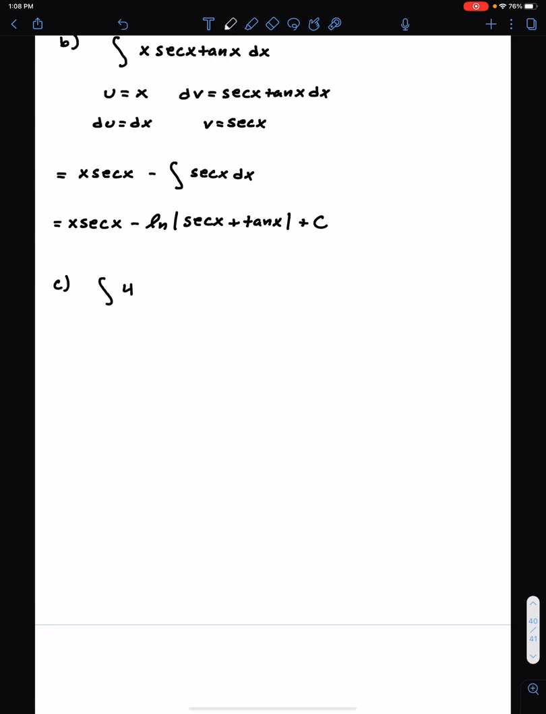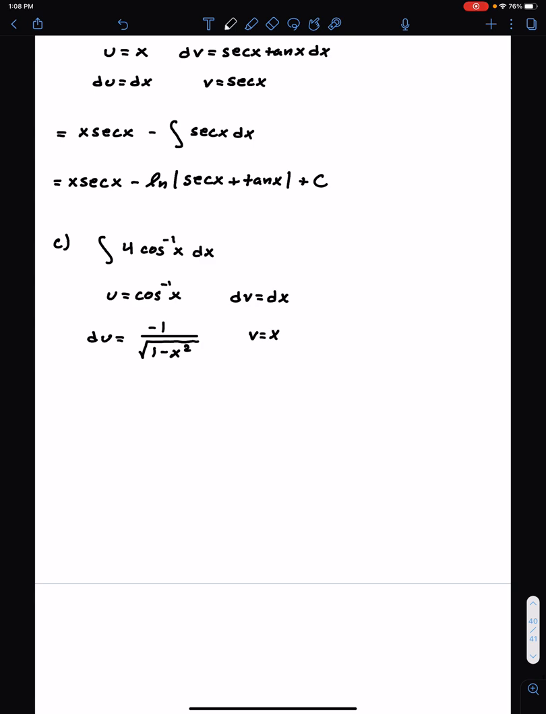The integral of 4 arc cosine x dx. So I'm going to let u equal arc cosine of x and dv equals dx. So du is negative 1 over the square root of 1 minus x squared, and v is equal to x.